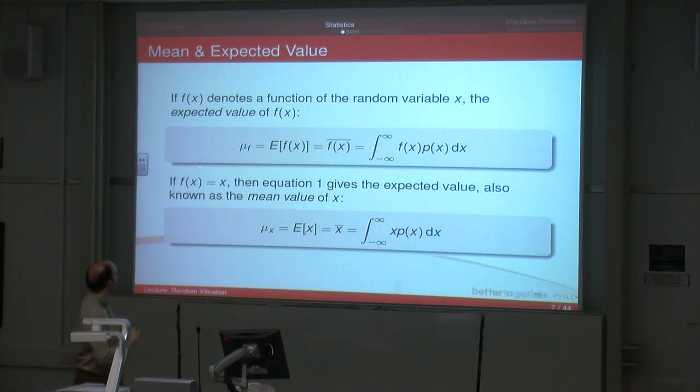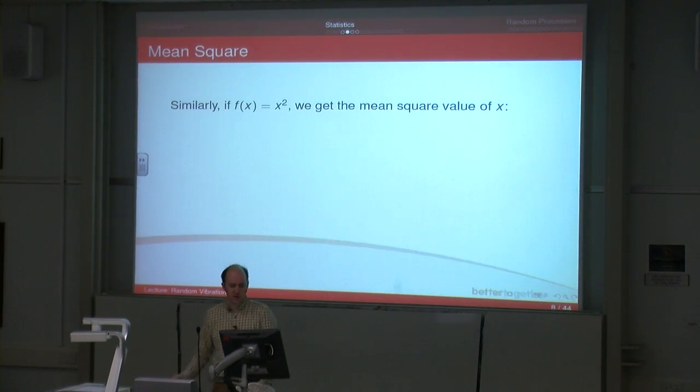Now, if f of x is x, so we're not worried too much about the function, then this equation, which I've called equation 1 but that's wrong, gives the expected value, also known as the mean value of x. So mu x, or E of x, or x bar, is the integral of x p of x dx. That gives us the mean value of x, which is our random number. Similarly, if our function is x squared, we get the mean square value of x. We'll talk about these things in a moment.